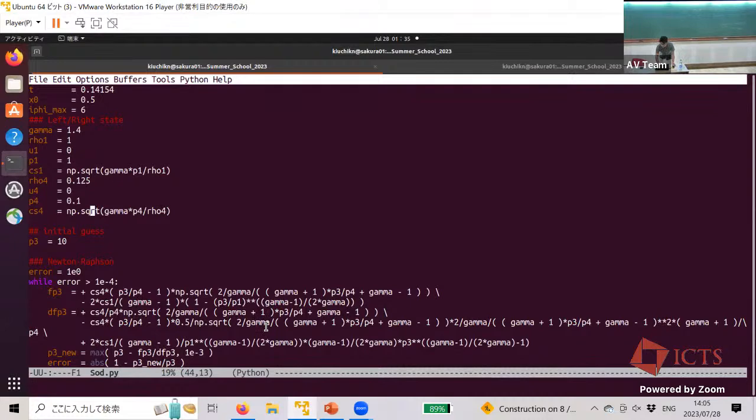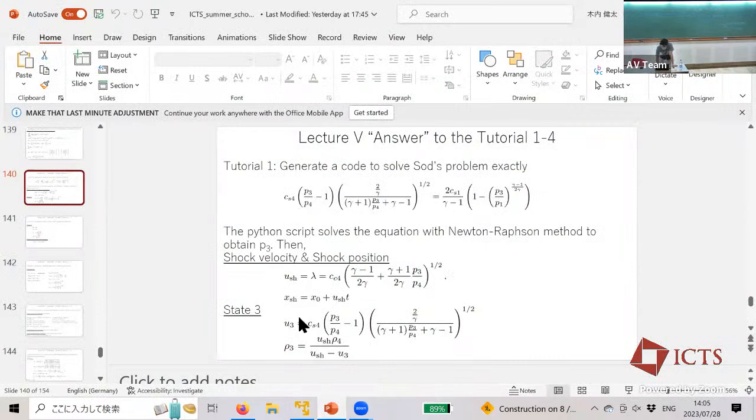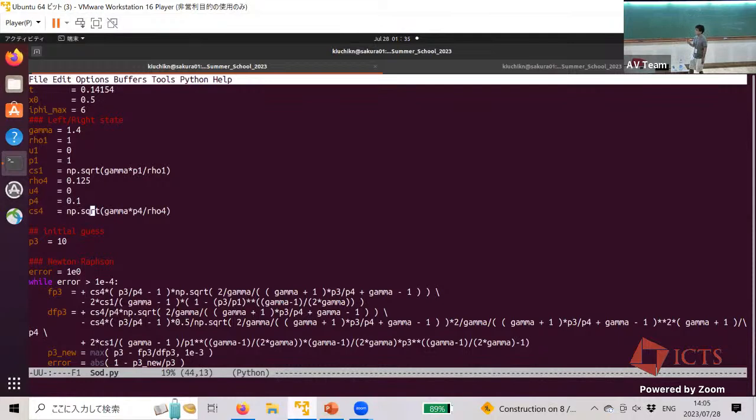these equations. To solve them, this Python script employs the Newton-Raphson method to do a nonlinear root finding. To do that, we need to specify the initial guess for P3. I think this Python script may not strongly depend on the initial guess. I'm not 100% sure, but if you are interested, please change this initial value to something like 0.1 or 100.